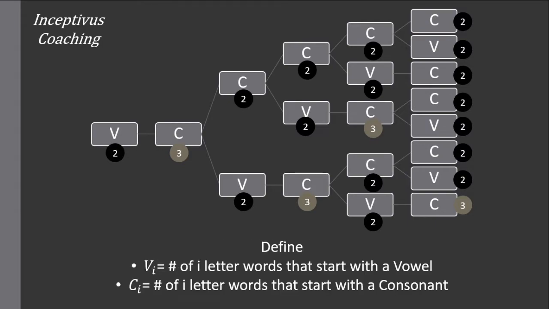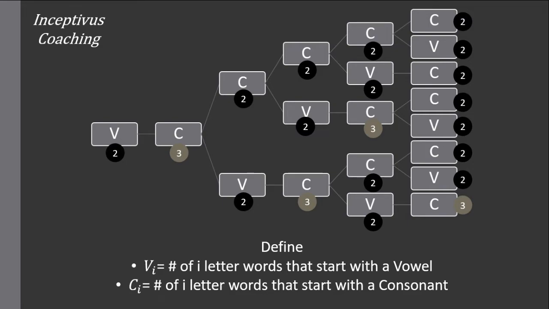Now, let's try to find this recursive pattern. Let me introduce two new notations. Let V_i be the number of i-letter words that start with a vowel. Let C_i be the number of i-letter words that start with a consonant. So for example, C_2 is the number of two-letter words that start with a consonant. V_10 is the number of 10-letter words that start with a vowel, and this is what we're looking for.